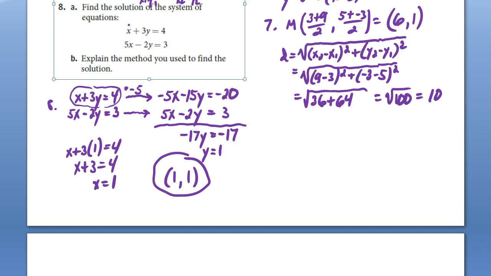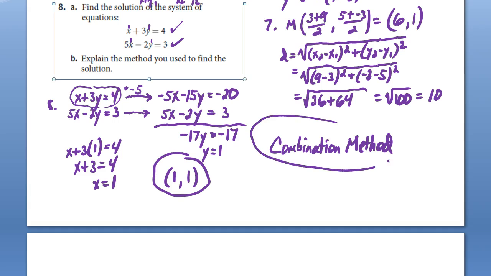What that means is if I use 1 for X and 1 for Y, that will solve the first equation, that checks. And if I use 1 for X and 1 for Y, 5 times 1 is 5, 2 times 1 is 2, 5 subtract 2 is 3, it checks in that one as well. So this answer checks in both equations. Explain the method that we used. We used combination method. We could have used graphing method, which you learned in Algebra 1 class, and we could have used substitution method. It's another way that you learned in Algebra 1 class.